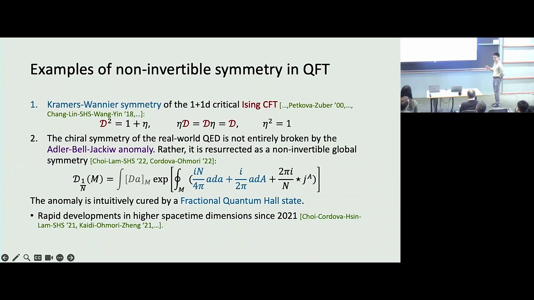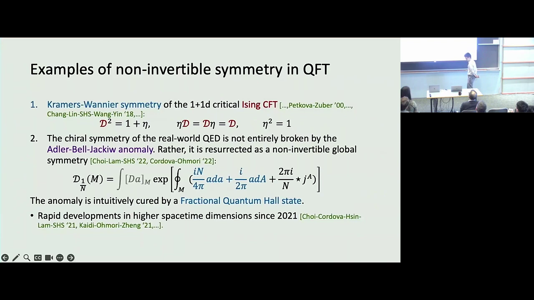So in the Ising model, there's a Z2 conserved operator, which I denote by eta, with eta squared equal to 1. But the interesting thing is that in addition to this Z2 ordinary conserved operator, there's another one, which I call D. And as you can see from this formula, D doesn't obey a group-like multiplication law.